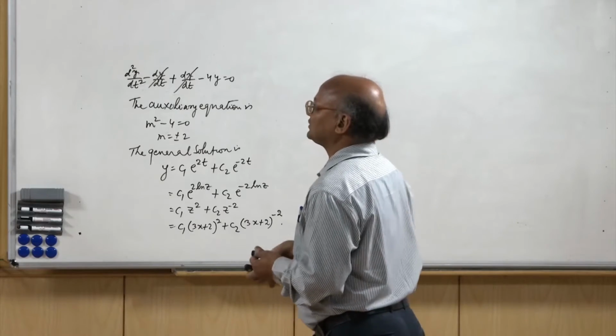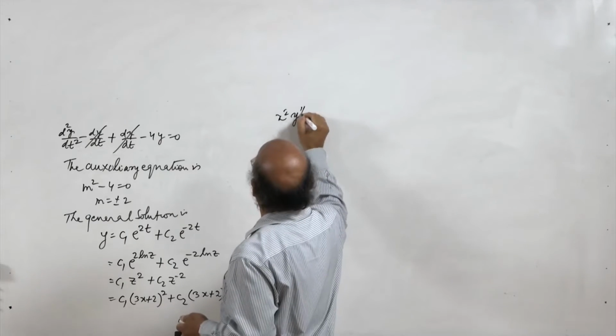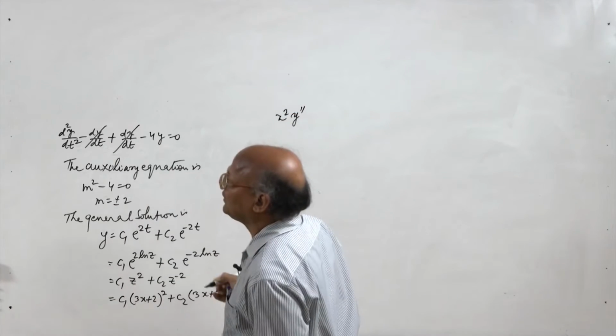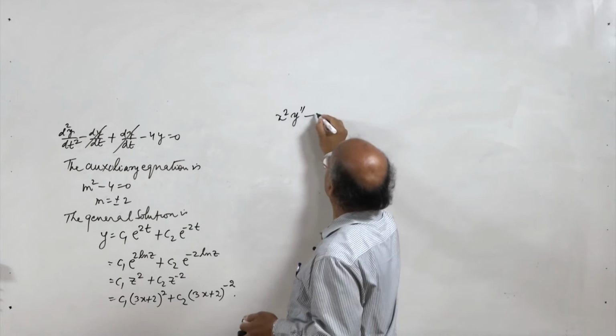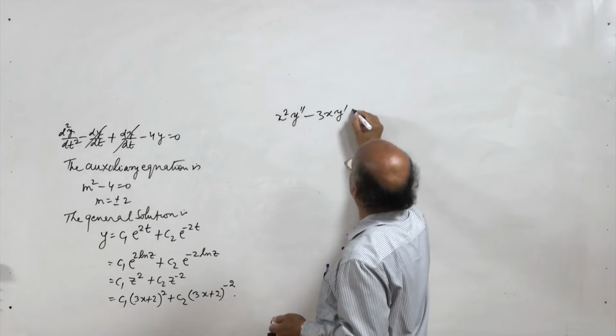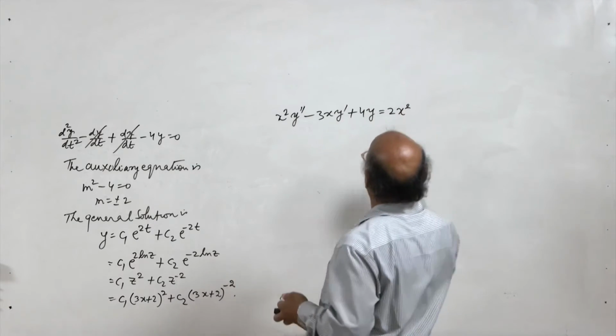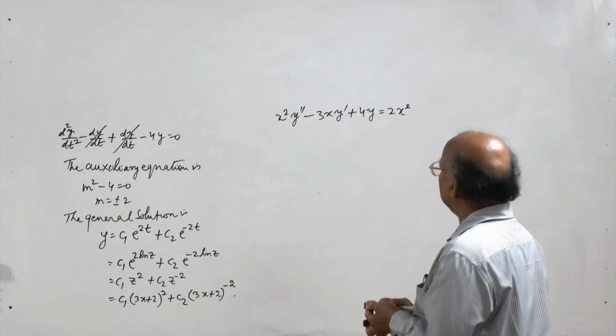So, what we will do is, let us consider x square y double dash minus 3x y dash plus 4y equal to. Now, we have to remember one thing here.